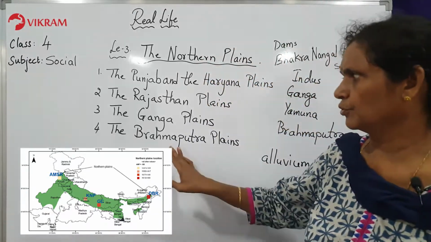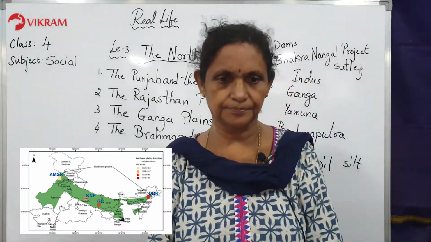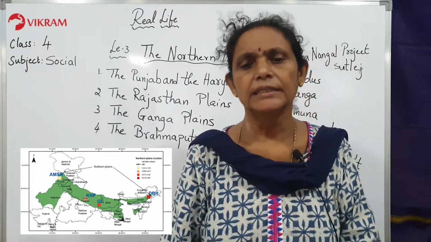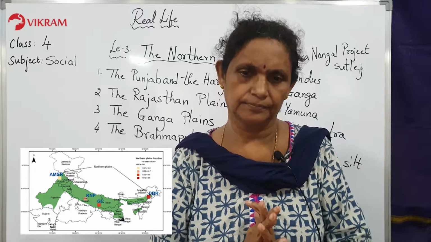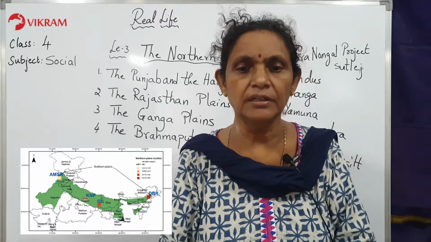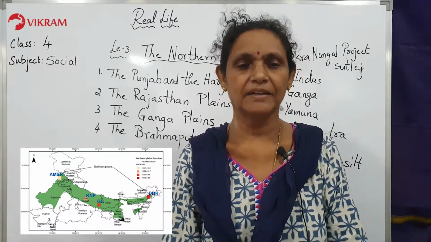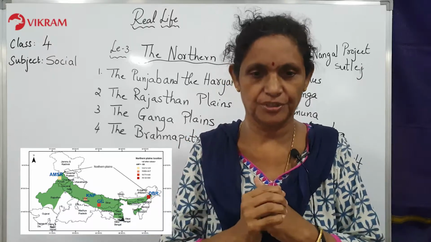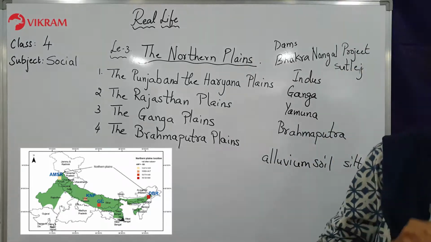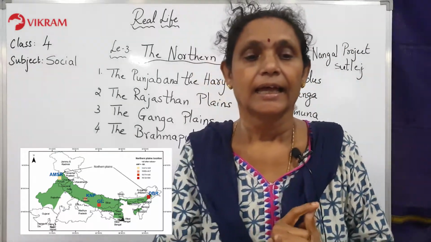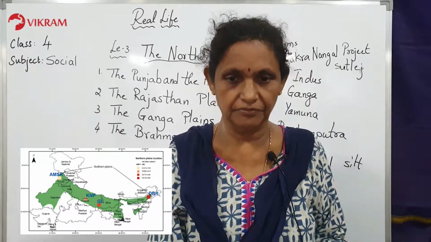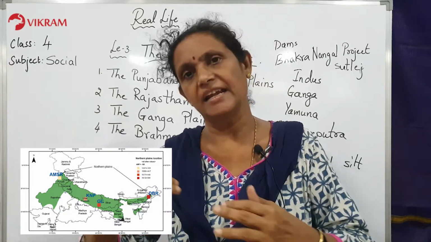Now let us talk about the fourth point, the Brahmaputra Plains. The Brahmaputra Plain is confined to Assam. This plain is drained by the Brahmaputra. That means the Brahmaputra river has gone there. It rises in Tibet, where it is called the Sangpo. From Tibet, it first enters Arunachal Pradesh, where it is called the Dihang river. Later, it flows into Assam and enters Bangladesh.